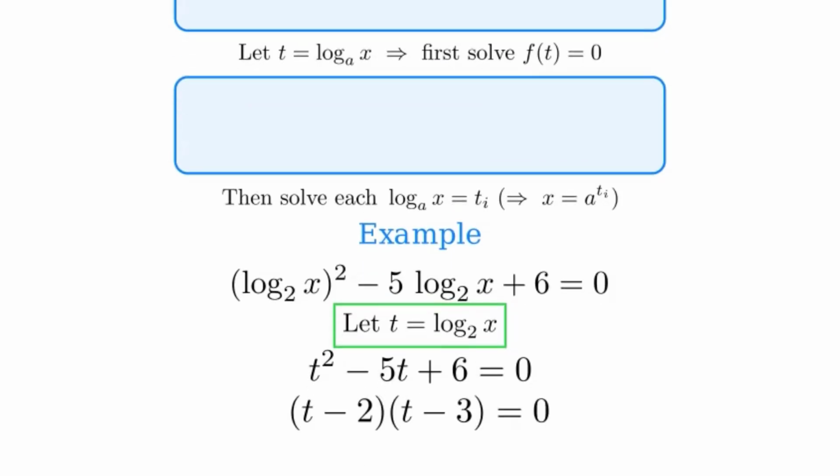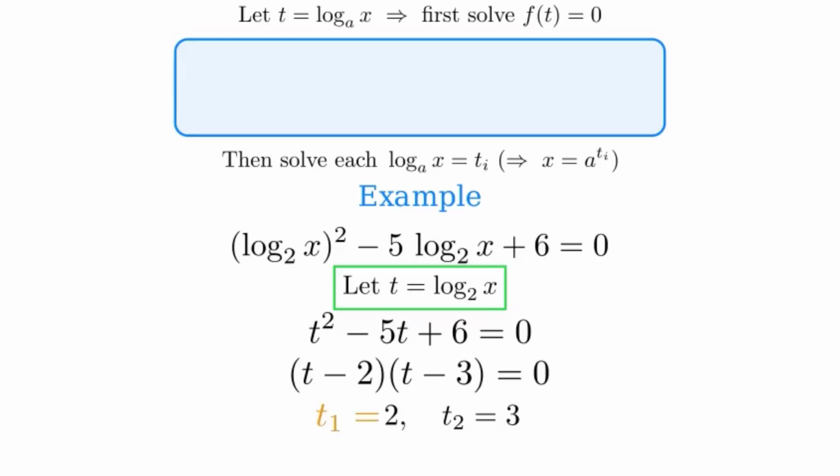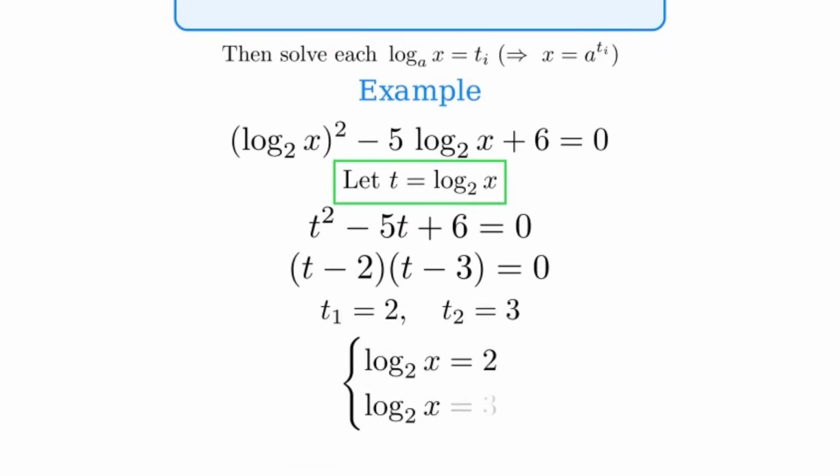The quadratic factors as (t minus 2) times (t minus 3) equals 0. So the roots are t1 equals 2 and t2 equals 3. Step 3. Return to x by replacing t with log base 2 of x in each root. That gives the system log base 2 of x equals 2 or log base 2 of x equals 3.